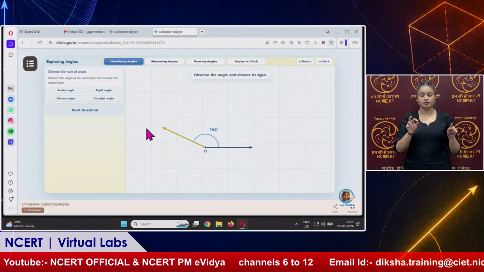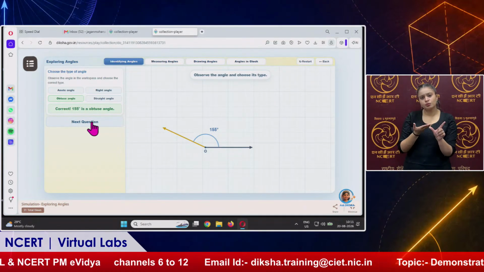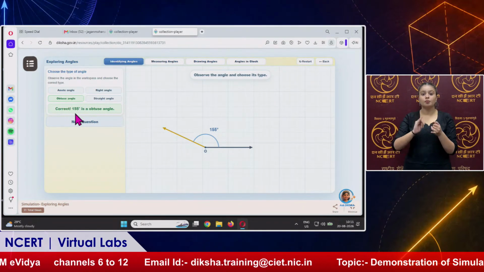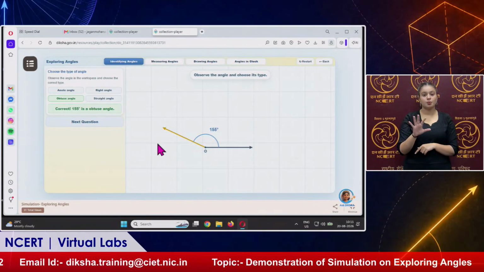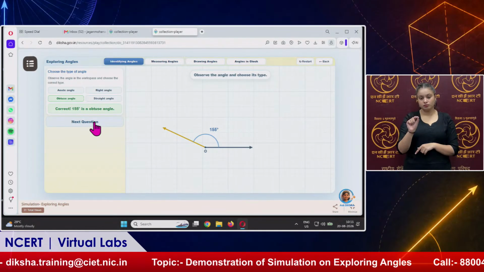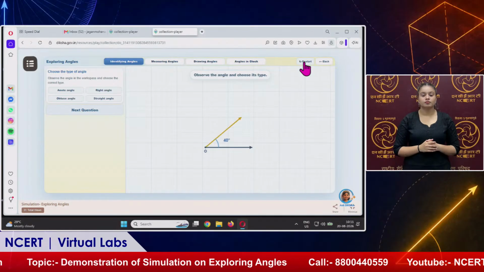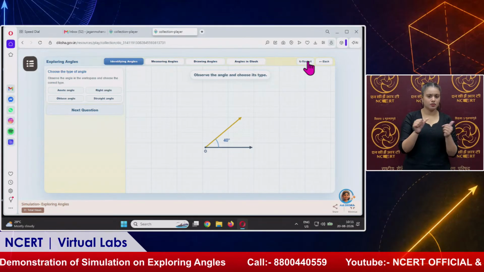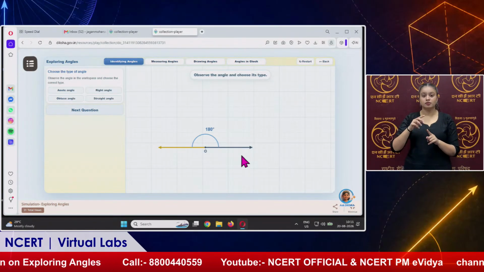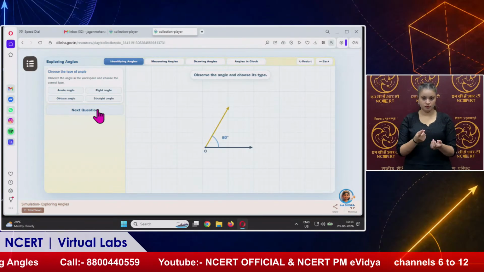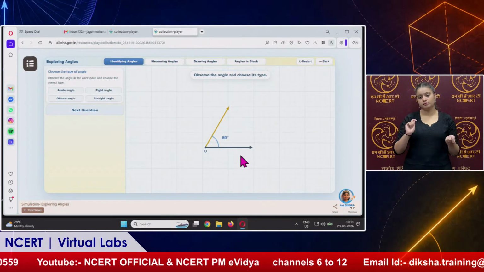So, based upon this, the angle is obviously an obtuse angle. We will see here it is already mentioned correctly, 150 degrees as an obtuse angle. If we go with the next question, we can click here on next question, or we can also reset here. If we click on reset, obviously the next question will come, or we can also click on the next question, and it will come as per the next question.